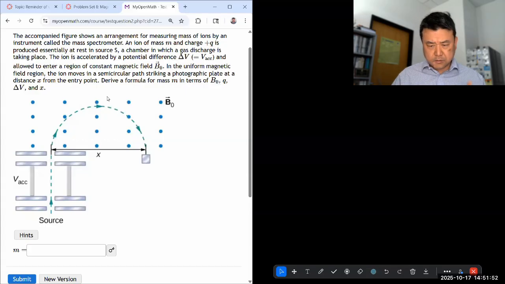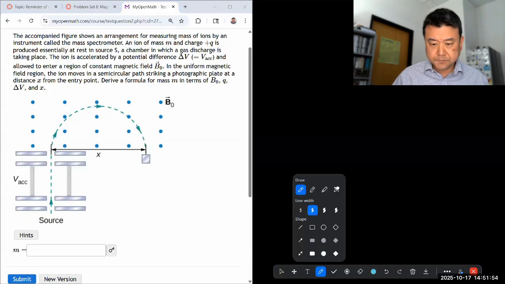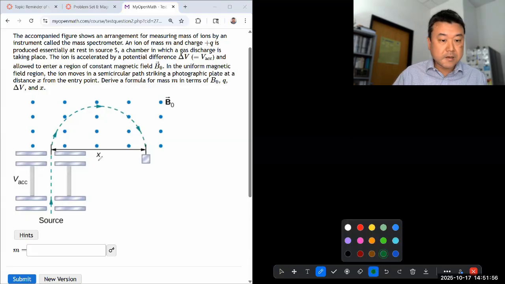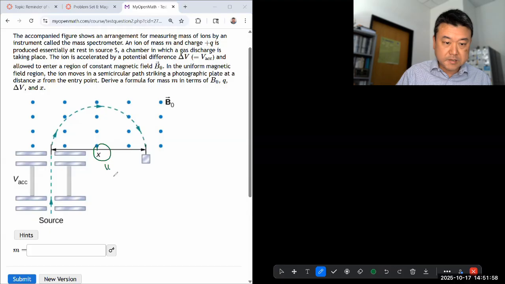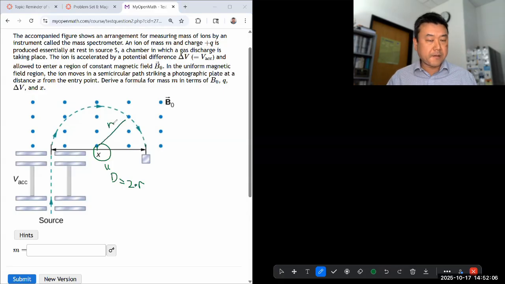Let me just note a couple things to simplify things. What they are calling x here is basically the diameter, which is 2 times the radius of this circle. Just acknowledge that, because the expression I'll have is for the radius of the path. This is why in the mechanics review earlier in the semester I had you review circular motion.